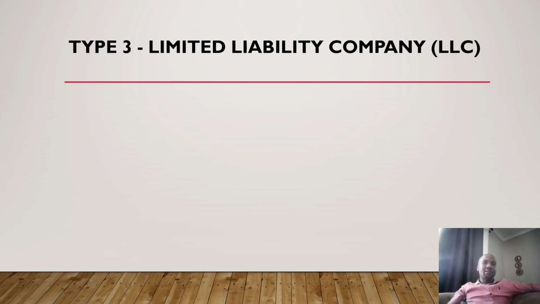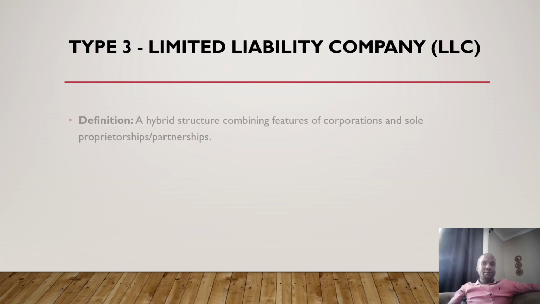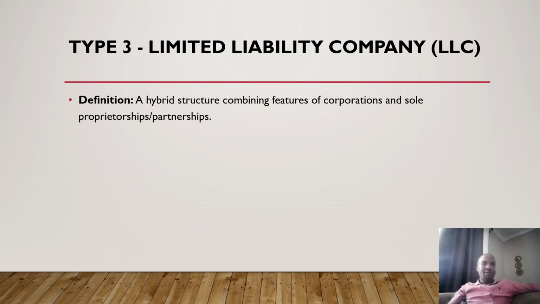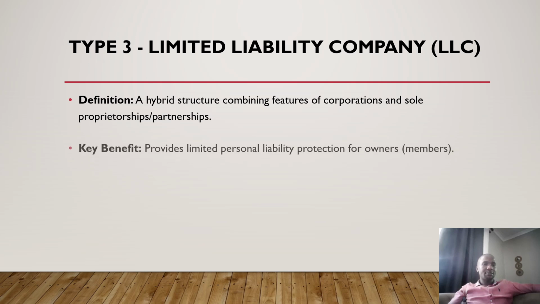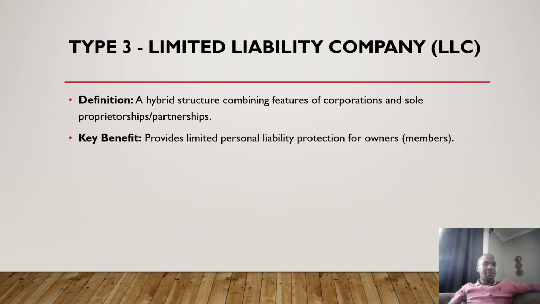So another type is a limited liability company. This one is a hybrid structure combining the features of corporations, sole proprietorships and partnerships. The key benefit is that it provides limited liability protection for owners or members. That is to say, the owners are not personally liable for the business debts.